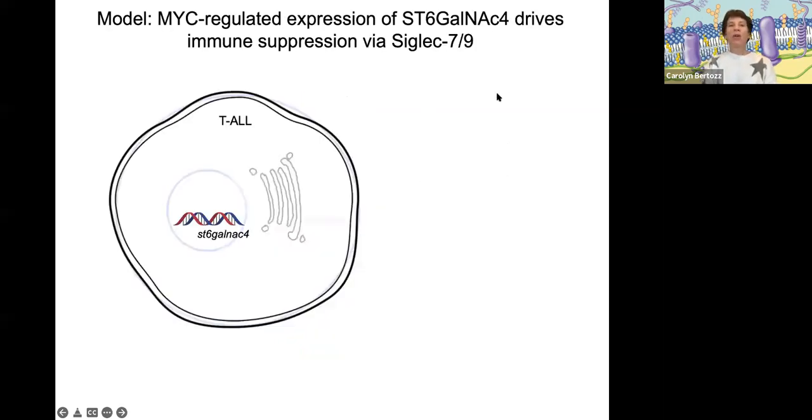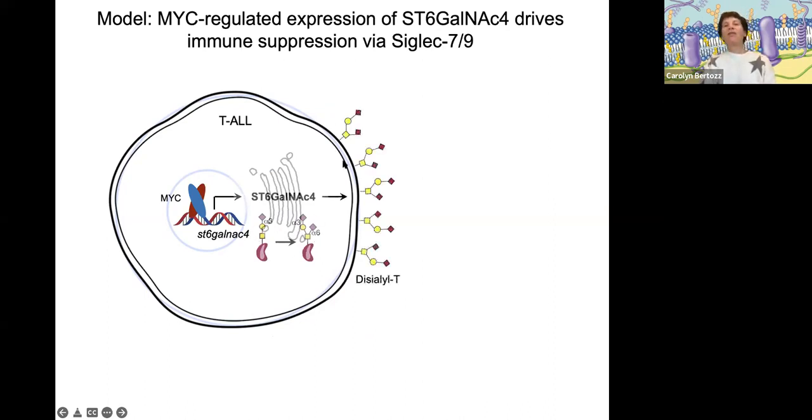So we now have this working model where we understand that ST6GalNAc4 is regulated by MYC. So when MYC is overexpressed, levels of this transcript go up, and that leads to increased expression of the sialyltransferase, which is in the Golgi compartment. And what that enzyme can then do is increase the flux in the biosynthesis of the disialyl T structure from its sialyl T precursor, which then increases the density of these disialyl T epitopes on the surface of the T-ALL cell.